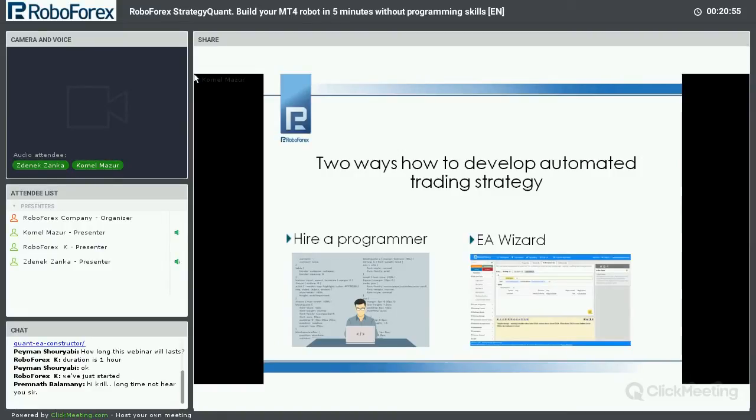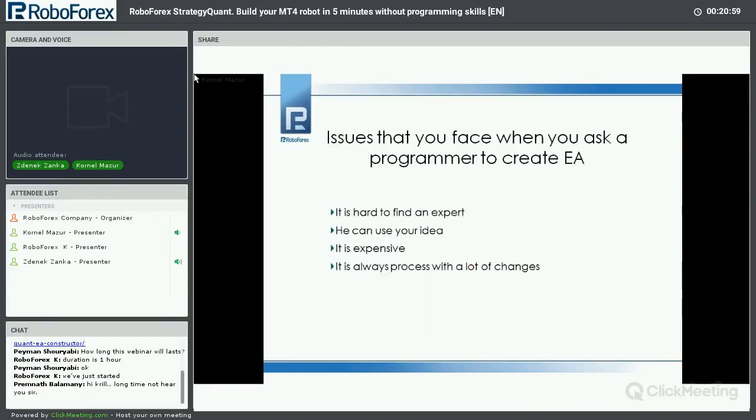I also, in the beginning, cooperated with some programmers, but to be honest, it's not too easy. You face some issues when you want to cooperate with a programmer, and when you want to code some trading robots.